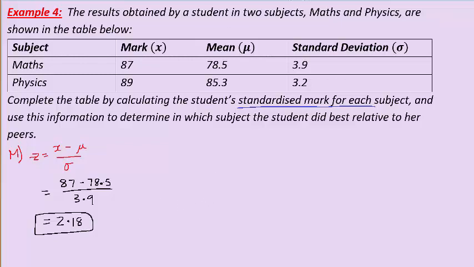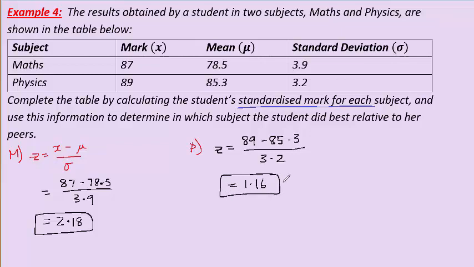that did the subject. Let's do the same thing for physics, and what we'll do is we'll say that our Z score will equal the mark, 89 minus the mean 85.3, these are pretty high averages here, over 3.2. And when I put that in the calculator, I get 1.16, which means she is certainly above average, but she's not 2 standard deviations above. She's not in the top 2.5%.